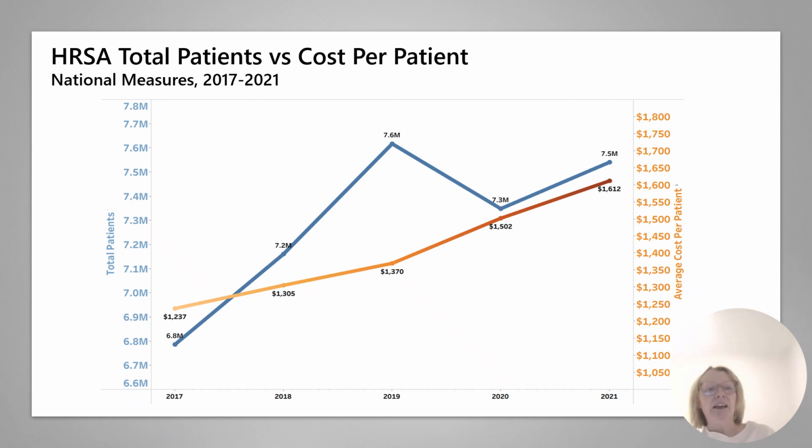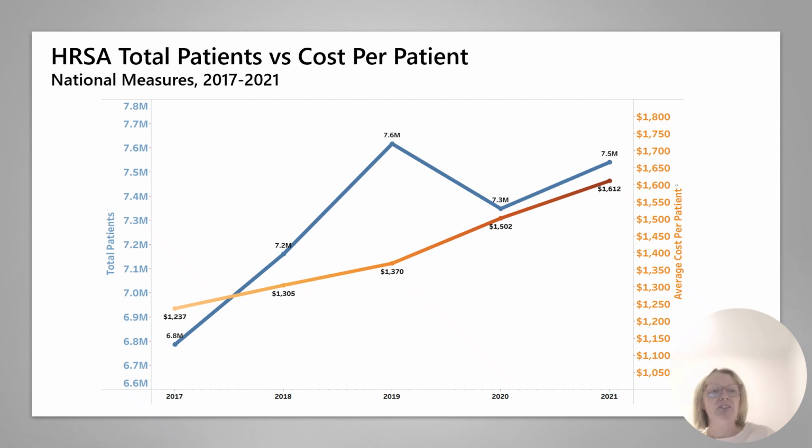Based on this data analysis, we can say the number of patients steadily increased from 6.8 million in 2017 to 7.6 million in 2019, then decreased to 7.3 million patients in 2020. In 2021, the number of patients increased to 7.5 million, which is nearly what the count was in 2019.